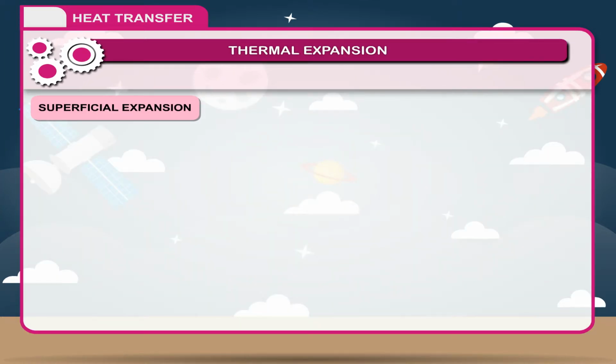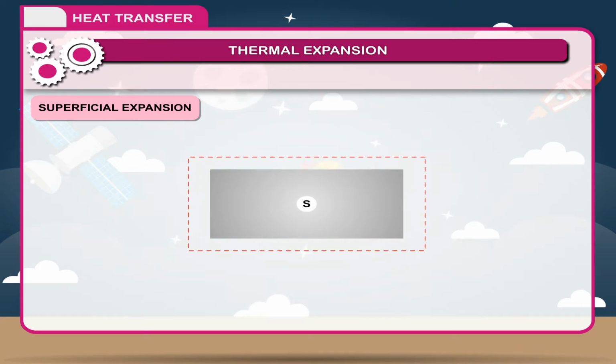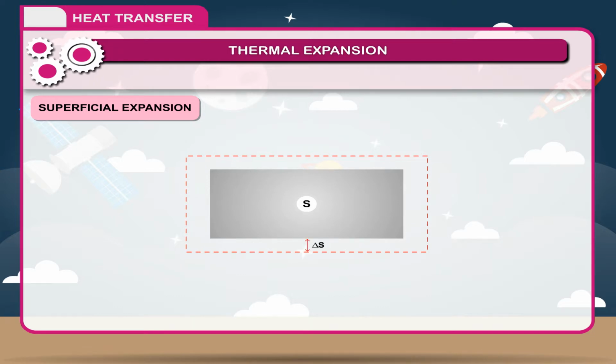Superficial expansion. Suppose S be the original surface area of a solid. Let ΔS be a small increase in area of the solid when its temperature is raised by a small amount ΔT. Thus, it is found that ΔS is directly proportional to S and ΔS is directly proportional to ΔT. Therefore, ΔS is directly proportional to SΔT.